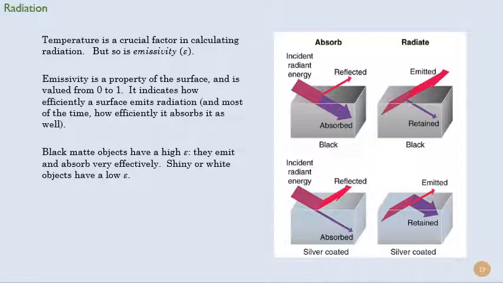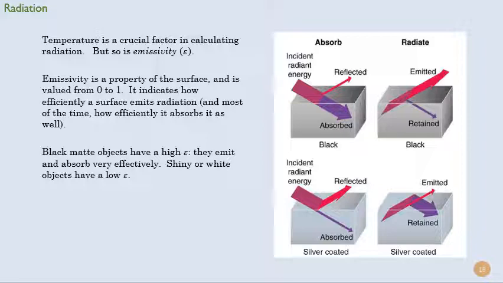So black matte objects have a really high emissivity, and they absorb very effectively. Shiny objects or white objects have a low emissivity. So when you have radiation that hits a mirror, for instance, almost all of it is bounced back off of that surface.